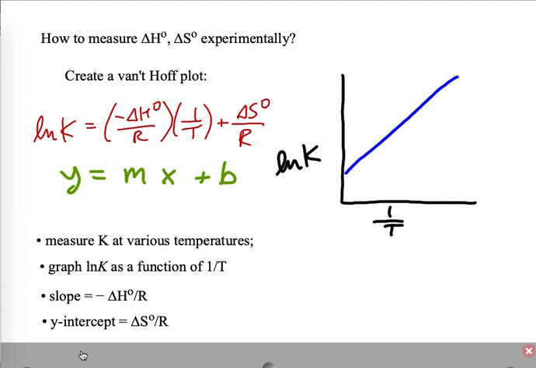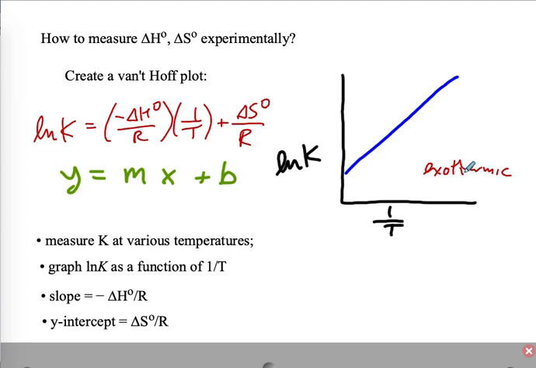In this particular type of problem, the slope could either be positive or negative. In the example that I arbitrarily drew, where the line of the Van't Hoff plot has a positive slope, because the positive slope is negative delta H naught over R, that would mean delta H naught would have to be negative, so this would be the case for an exothermic reaction. If you had an endothermic reaction, then the slope would be negative.